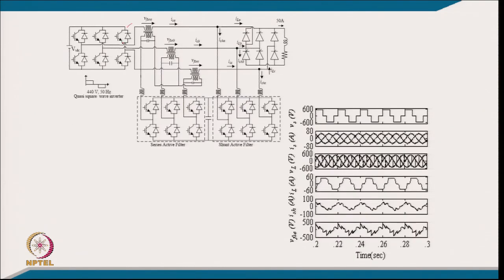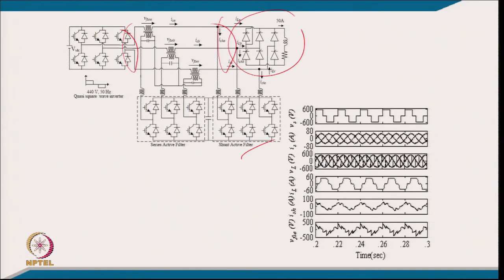So, typically we are getting the voltage from this quasi-square wave and the load needs a sine wave, and this is the current fed to the load thyristor converter. So, this shunt active filter provides the reactive power and harmonics to the load, and the series filter is supposed to maintain the sinusoidal regulated voltage.